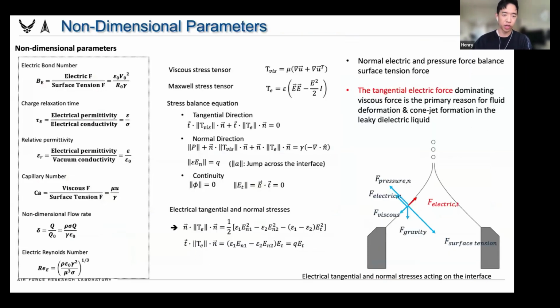We looked into several non-dimensional parameters like the electric Bond number, charge relaxation time to resolve the time, relative permittivity, capillary number or non-dimensional flow rate, and electric Reynolds number. So we look into these non-dimensional parameters to balance the forces acting at the meniscus. I will not go into the details, but these are the key parameters that we use.